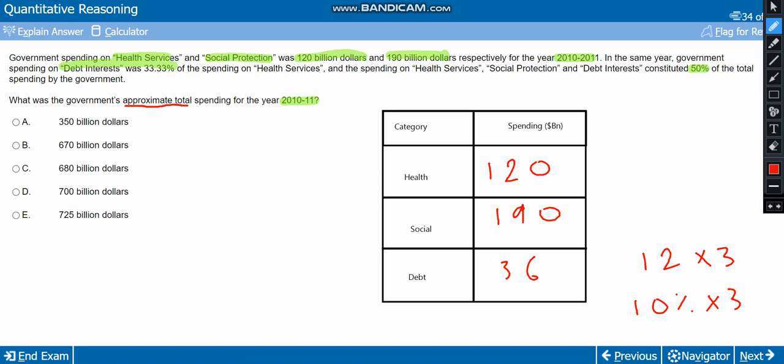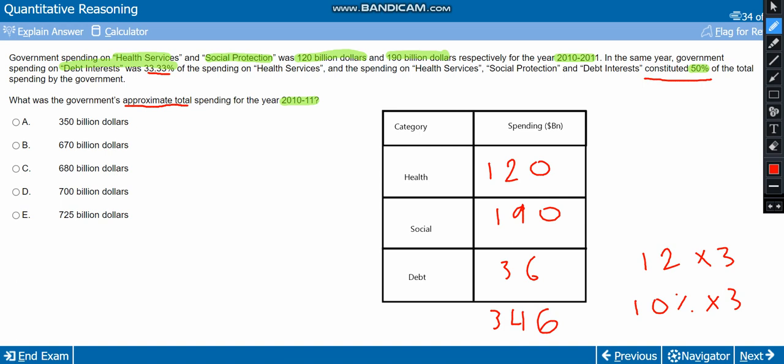Now remember the actual amount would be a little bit more than 36 because we're missing out 3.33% from the actual total, but this is enough. And now we just add these all together. 120 plus 36 is 156, and then we add 100, that's 256, and then we add 90, and adding 90 is the same as adding 100 and subtracting 10, so therefore the total is 346. But remember that we're told that this value constitutes 50% of the total spending by the government.